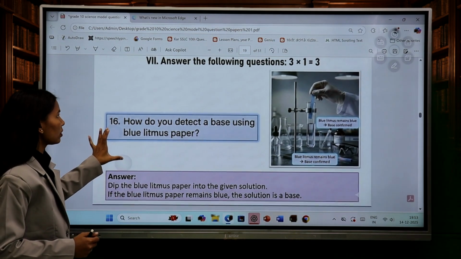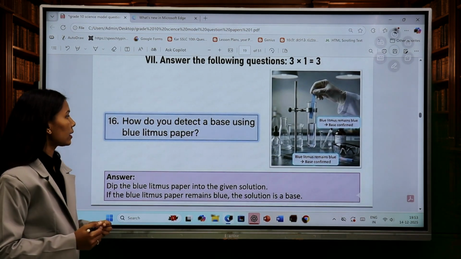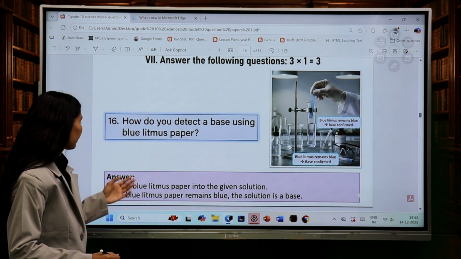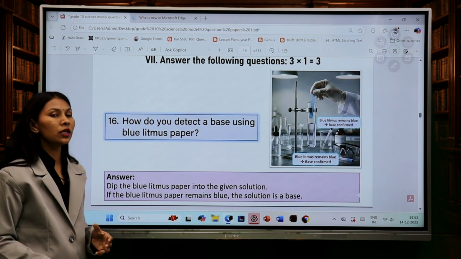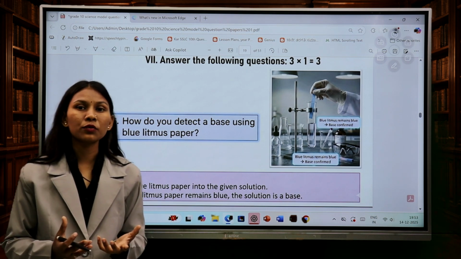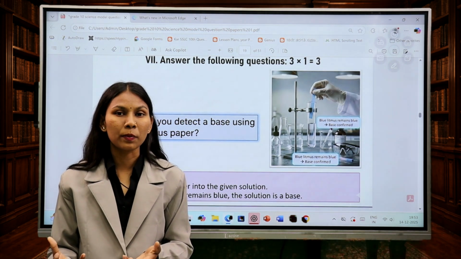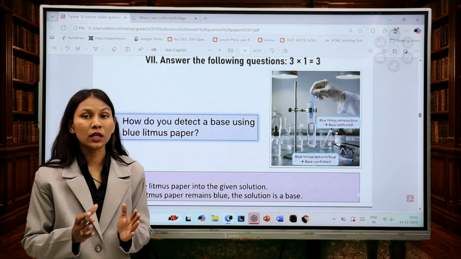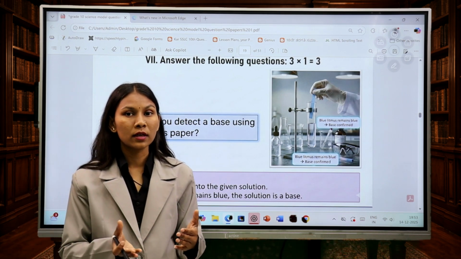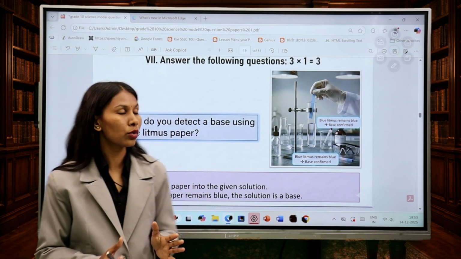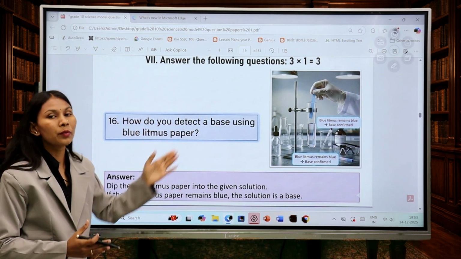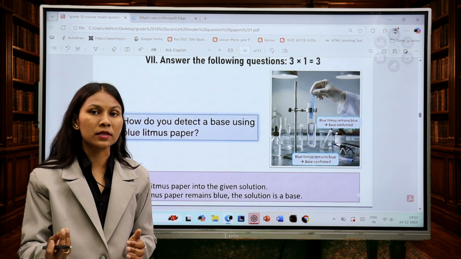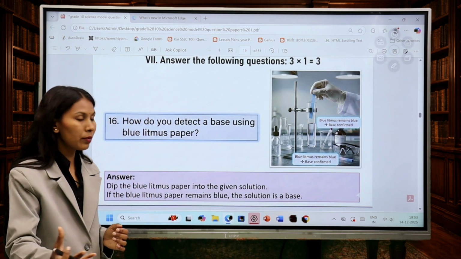16th question, that is, how do you detect a base using a blue litmus paper? The answer for this will be, dip the blue litmus paper into the given solution. If the color of the blue litmus paper does not change, then the solution is a base itself. If the color of the blue litmus turns red, means the solution is acidic, as you all know. So the question is, how do you detect a base? Means if we dip a blue litmus paper and it remains the same, hence the solution is a base.